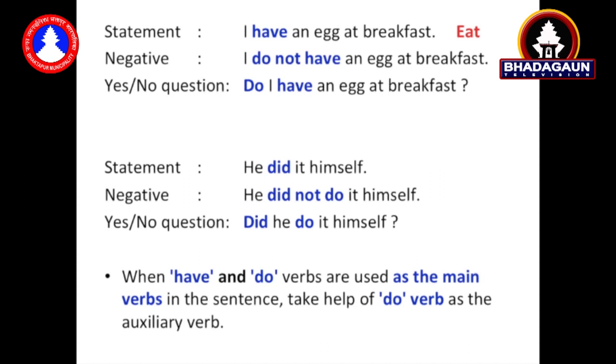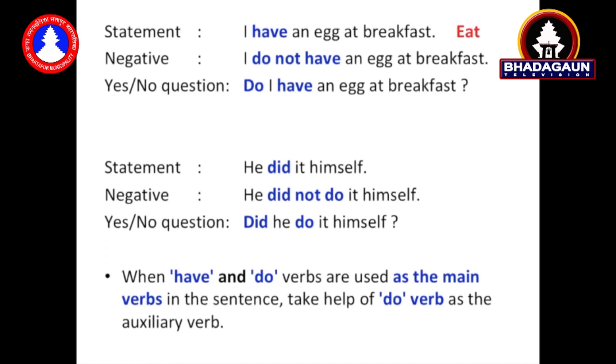Now here, have means eat. Have is the main verb. Have is not the auxiliary verb here. So we have to take help of do verb again. Its negative is I do not have an egg at breakfast. And its question is, do I have an egg at breakfast? And do verb is used before the subject, and have is V1 itself.